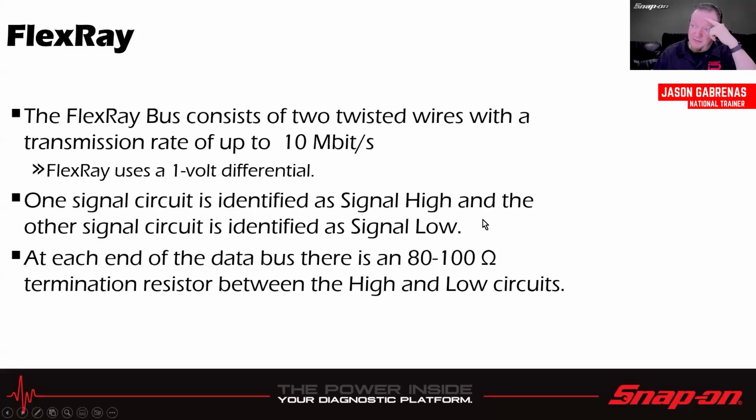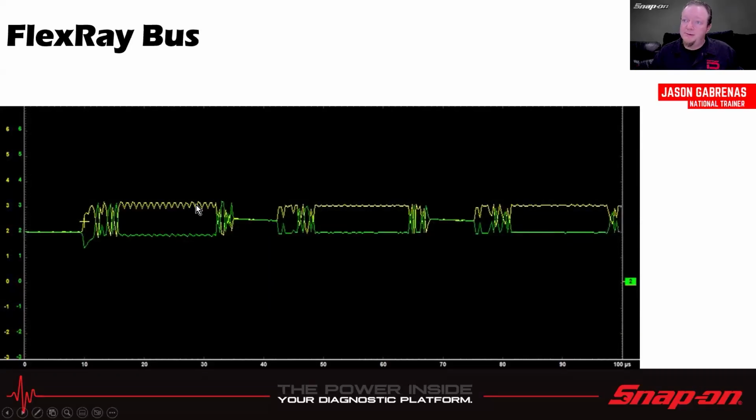One signal circuit is identified as signal high, and the other one is signal low. At each end of the data bus, there's an 80 to 100 ohm termination resistor between the high and low circuits. That can vary. There's a range allowed in the spec. And then there's kind of what it would look like. So we see lots of ons and offs and ones and zeros, but you see it's very, very small.